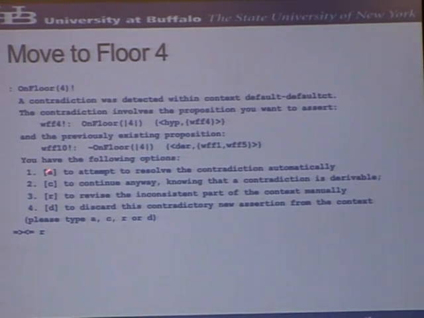So we say you have the following options: to attempt to resolve the contradiction automatically, let me take care of it. To continue anyway, knowing a contradiction is derivable, which you can do. You can reason in a contradictory context because it's not disastrous. It's not the case that anything whatsoever can follow from it. To revise the inconsistent part of the context manually, which is what we'll choose, or to discard this new assertion from the context. Oops, I made a mistake. Forget it. And I type R, that is, I want to revise the inconsistent part of the context manually.